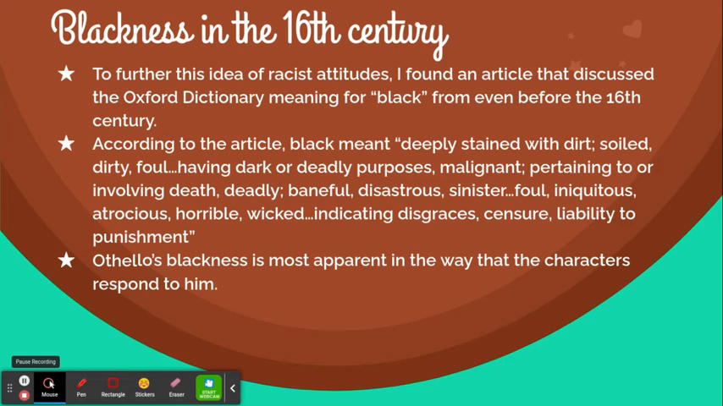So Othello's blackness is most apparent in the story in the way that the characters respond and treat him. Obviously, they treat him differently. They have racist remarks and Desdemona's father doesn't want her to be with him, and there's a lot of racist tension in that play.